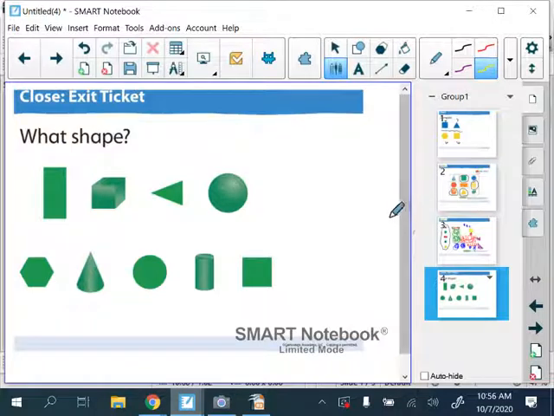Okay. All right. So for our exit ticket today, I'm going to describe one of the shapes on this page, and I want you to be thinking about which shape I am describing. All right. So listen carefully. This shape is a solid shape, and it looks like a box. So I'm thinking about a solid shape that looks like a box. Which shape am I describing?